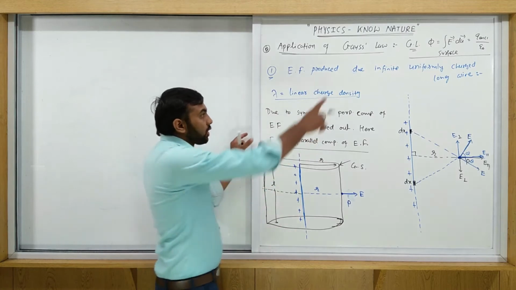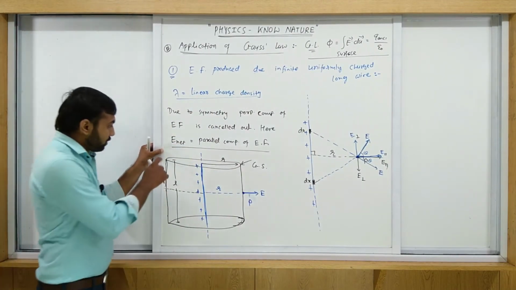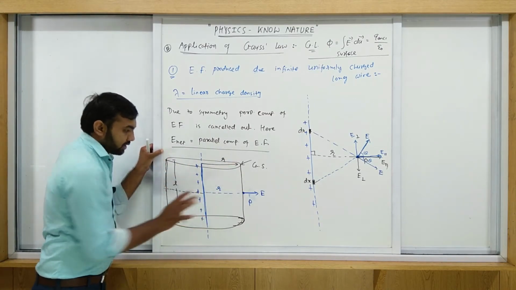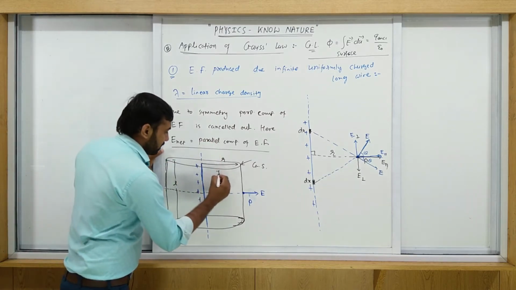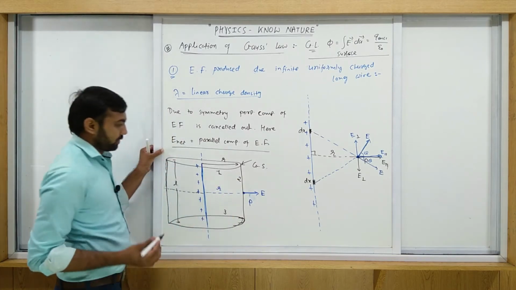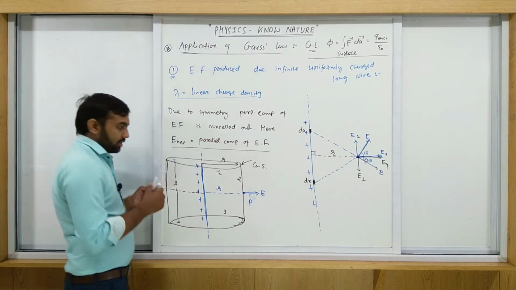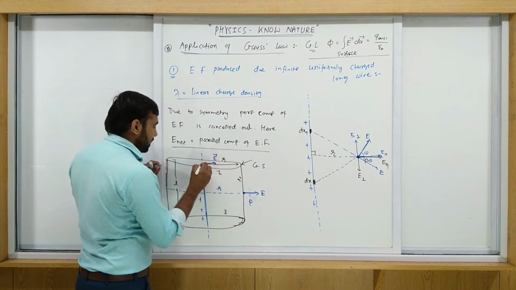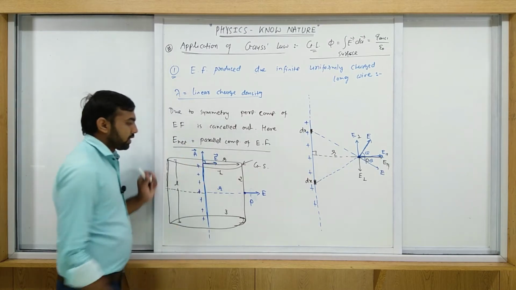Now use this law. How many surfaces are here? The first surface is this one, the second surface is this one, and the third surface is this one. So there are 3 surfaces in total. If you consider the first surface, the electric field is along this direction and the area vector is along this direction. What is the angle? 90 degrees.